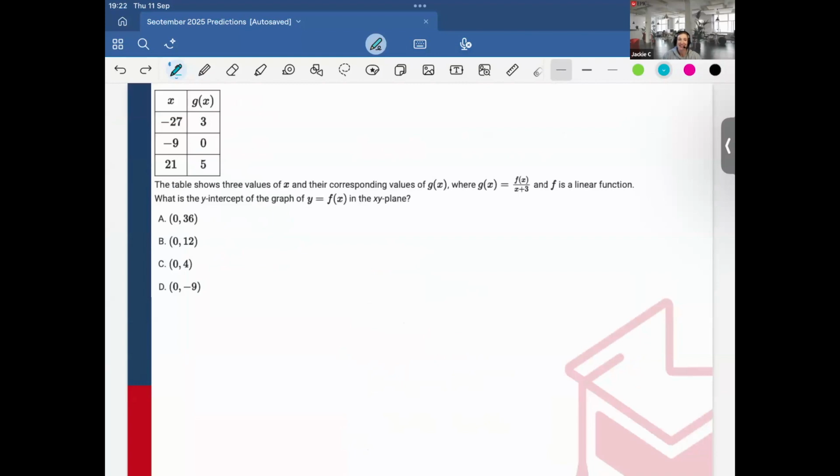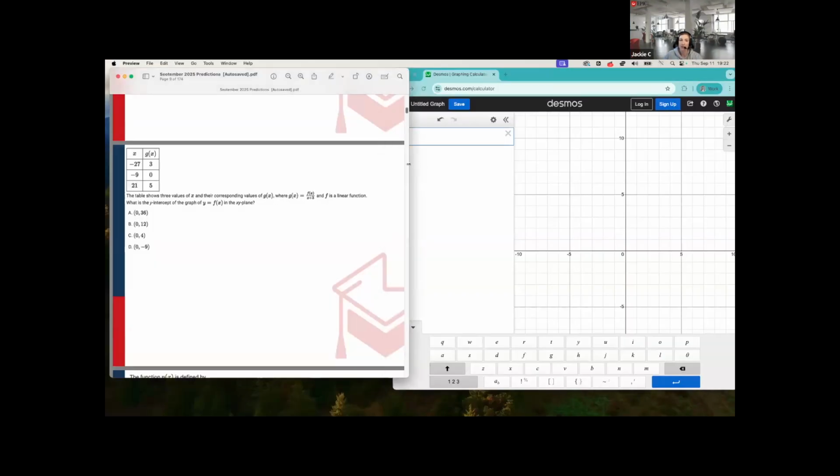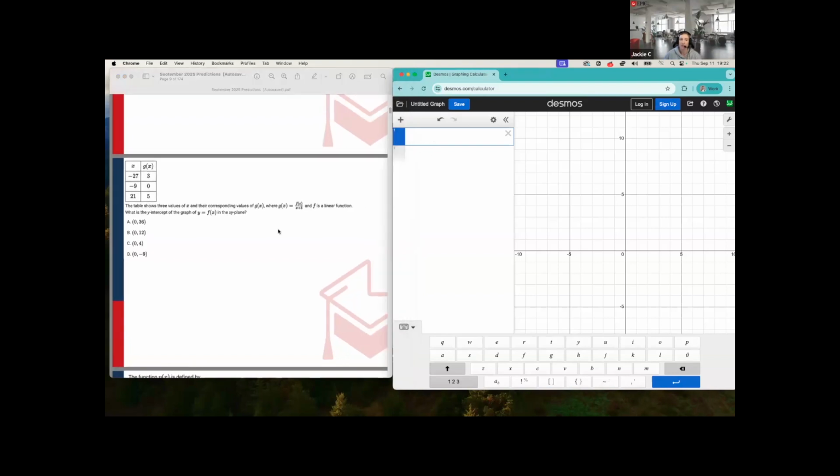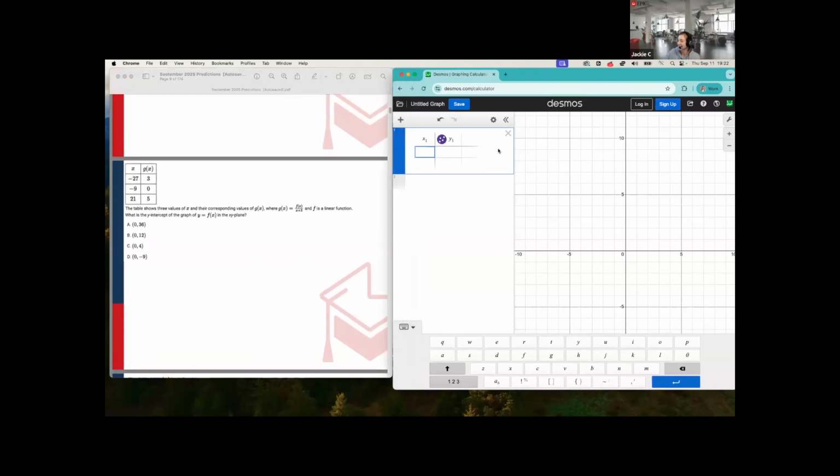Okay, next up we have this one. So here as well, we're given a table. I see that it tells me a particular function, so I can definitely go ahead and graph this. Just like I did in the previous question, I'm going to make my table and then I type in the values. So b negative 27, 3, negative 9, 0, 21, 5. And then it says the table shows three values of x and their corresponding values of g of x, where g of x is equal to f of x plus 3, and f is a linear function.